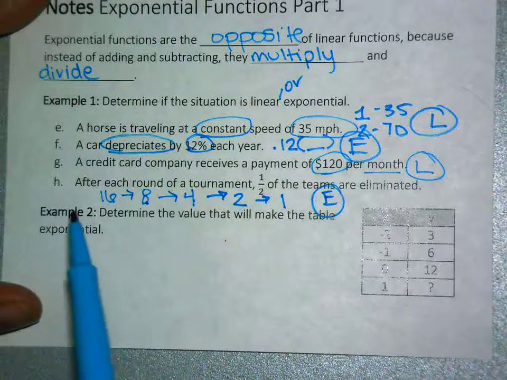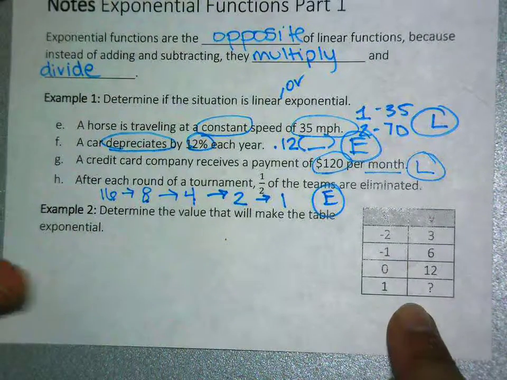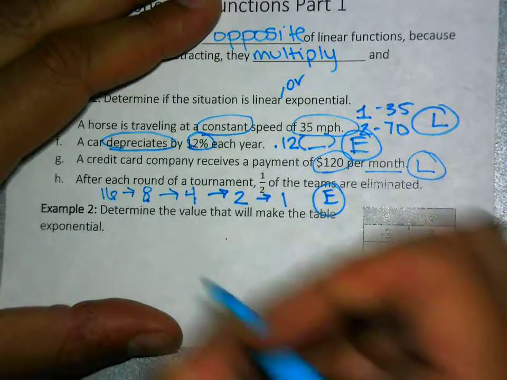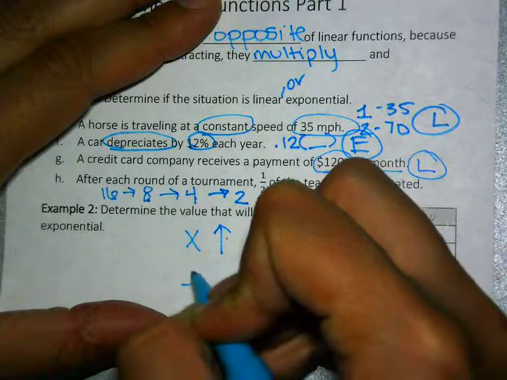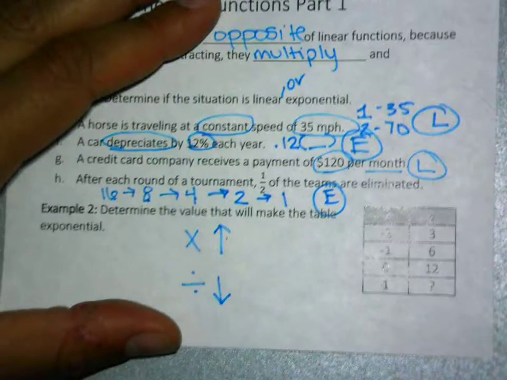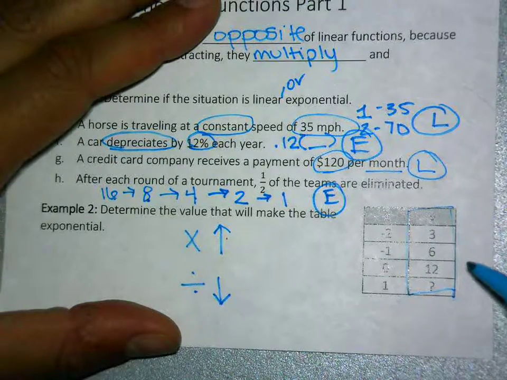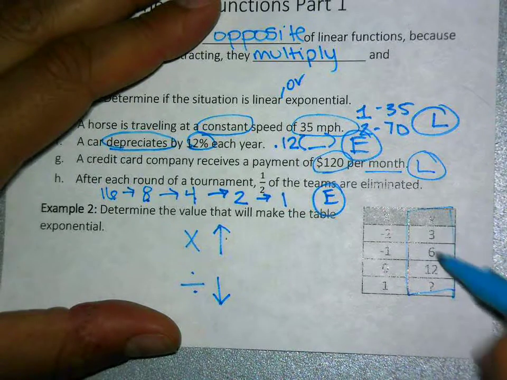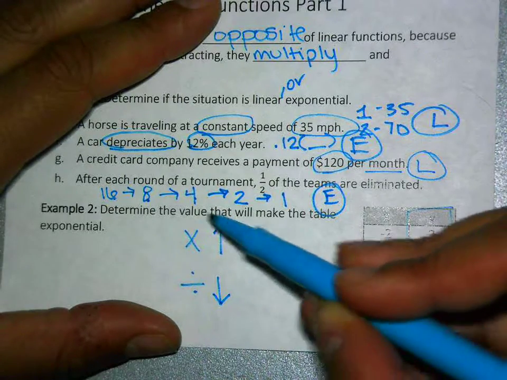Our second example says determine the value that will make the table exponential. Again, we know exponential is multiplying and dividing. I know that multiplying makes things increase and dividing makes things decrease. So I'm going to look at my y values and determine if they're increasing or decreasing. 3, 6, 12. That's definitely increasing, so there must be a multiplying pattern to this.